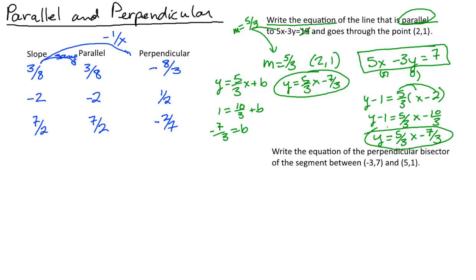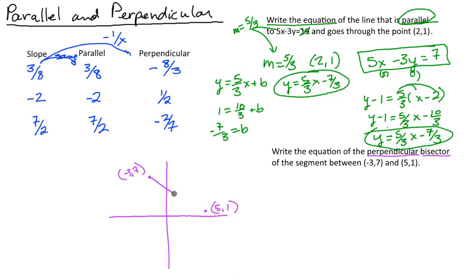Okay, let's look at the final one down here. Write the equation of the perpendicular bisector of the segment between (-3, 7) and (5, 1). So we're going to be using perpendicular, bisector of the segment. Let's draw this out and see what this actually looks like. So we have (-3, 7) up here, and (5, 1) right here. And we don't want the equation that goes through these 2 points. We want the perpendicular bisector of the segment.